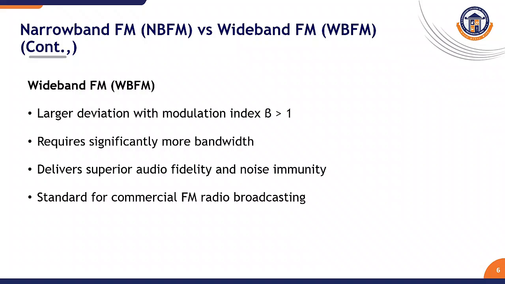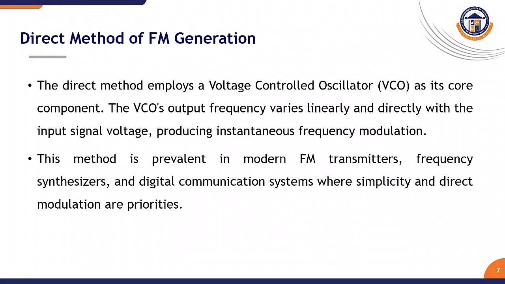So because of these benefits, wideband FM is used in commercial FM radio broadcasting, where high fidelity sound transmission is required for those applications. So only we are using wideband FM here. So these are all the narrowband FM and wideband FM transmissions based on the modulation index value, which is beta here. So next one is the methods of FM generation.